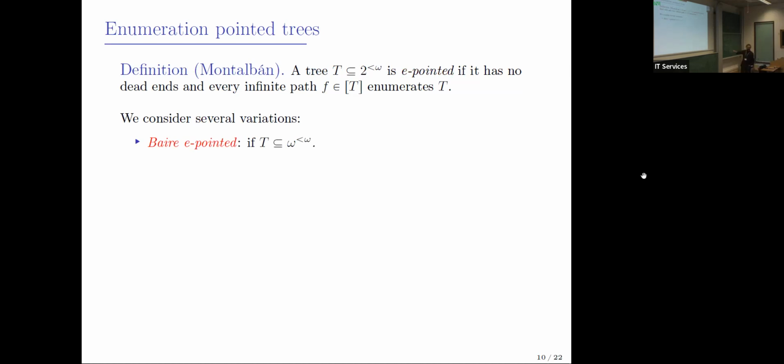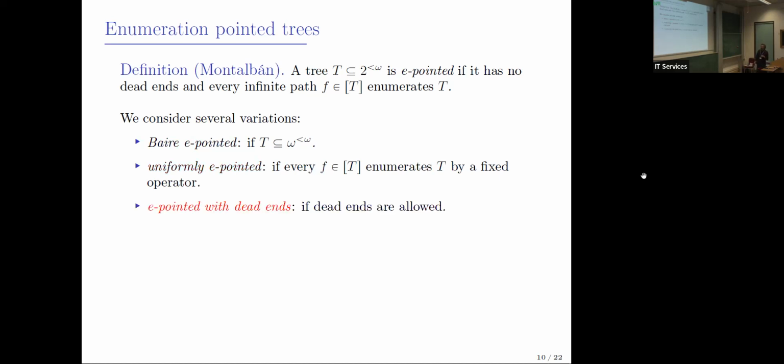Paths are total objects, so it's equivalent, because we treat paths as total objects. We consider several variations. We could look at trees in omega to the less than omega. We could require that paths uniformly enumerate the tree, that there's a fixed operator, in this case a CE operator, that does it. And we could allow dead ends if we were really going nuts.